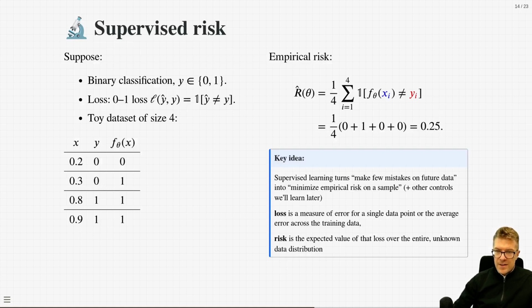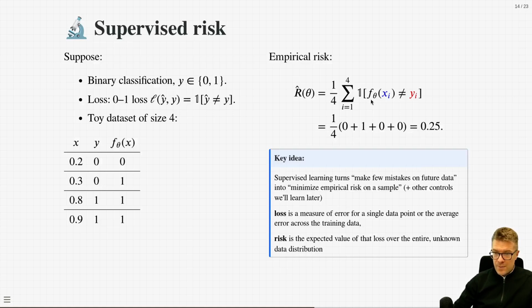So the key idea here is that supervised learning will make as few mistakes as possible on future data, turned into something specific, which is minimizing the empirical risk on a sample. There are other controls we'll add later to this. This is like the simplest way of doing it. We'll come to this later.